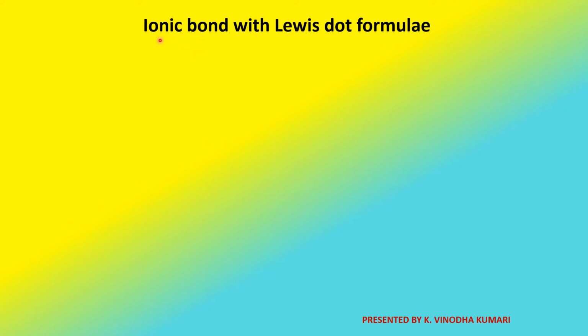This ionic bond was first introduced by Kossel. The chemical bond that is formed by the transfer of electrons from one atom to another is known as an ionic bond.